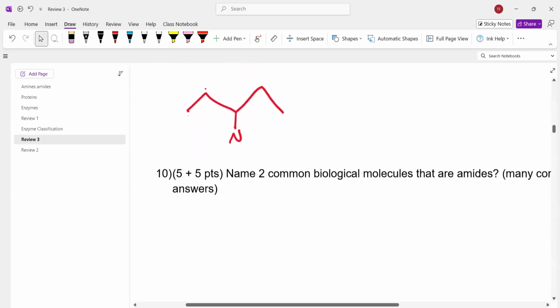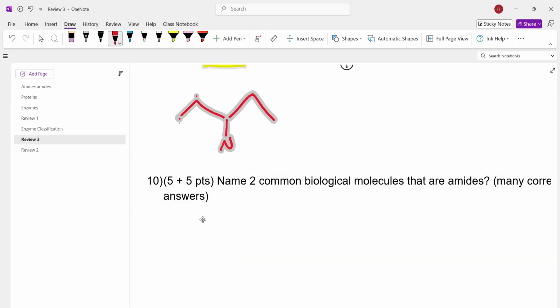And 2 biological molecules that are amides. There's a zillion of these. This is part of Unit 5, but any protein is going to have an amide. Those are called peptide bonds. So you can name a protein. You can name insulin as a polypeptide. Anyway, there's a lot of amides out there that are quite common.